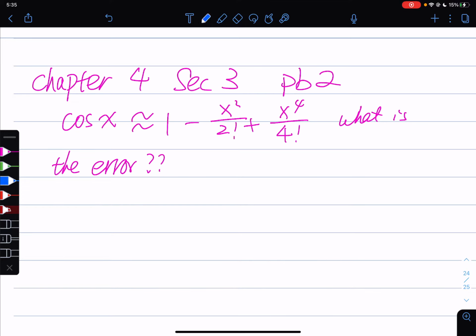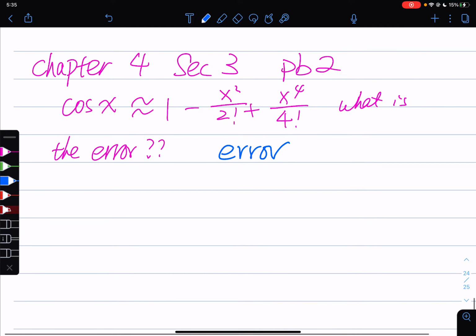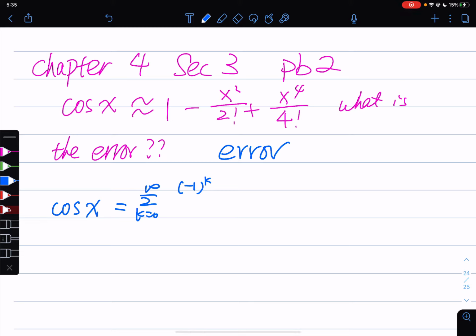We have some different ways to discuss this. This is essentially an error discussion. So what is the round-off error? We have different ways to discuss it, but let's look at the cosine function. Its summation, k goes from 0 to infinity, -1 to the k, x to the 2k over 2k factorial. That's the Maclaurin series of the cosine function.